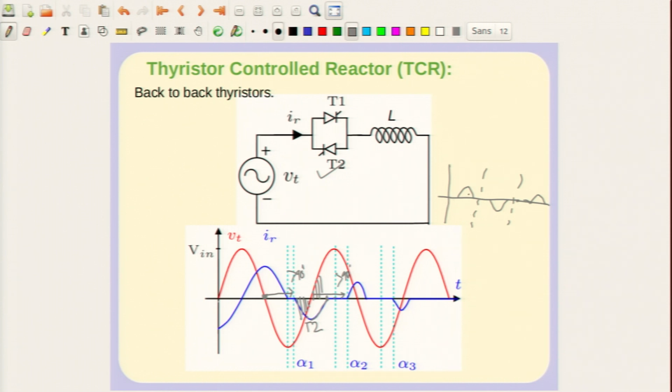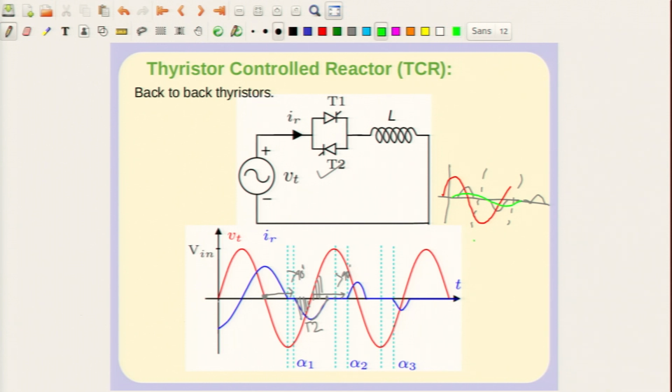You can again use Fourier analysis and show that this waveform has a fundamental and harmonic components. In fact, the fundamental component will be, suppose this is the voltage, I have not drawn it very well, then the fundamental component of this current is going to be like this. Now, this is something you can actually get through Fourier analysis. So, you will have a fundamental component.